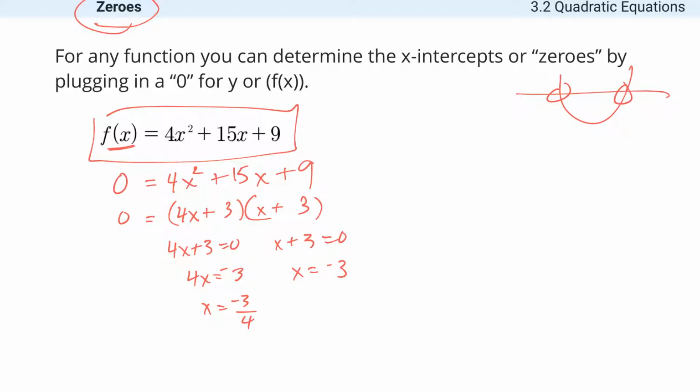And I could have done that with factoring. I could have completed the square to do that, or I could have used the quadratic formula for it.